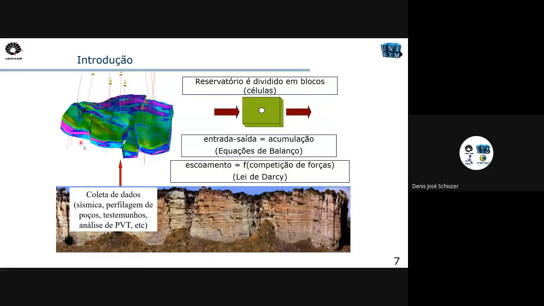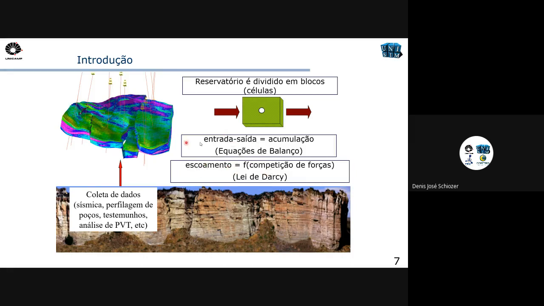Each model here will try to represent the mathematical equations that rule the physical behavior of the fluid in the reservoir. And of course, for each of these blocks, we're going to work to understand how we use the mathematical equations to solve this flux behavior in the well.